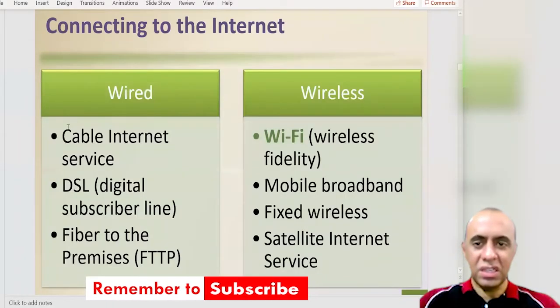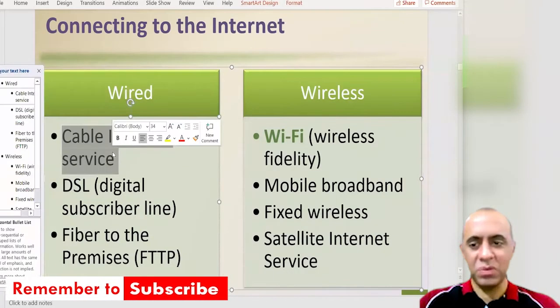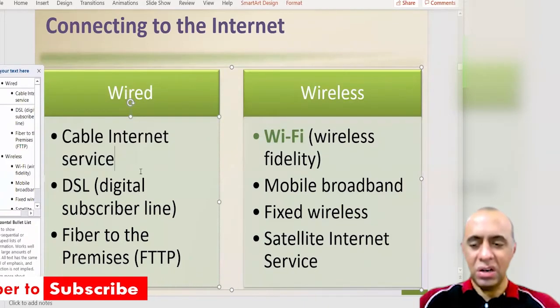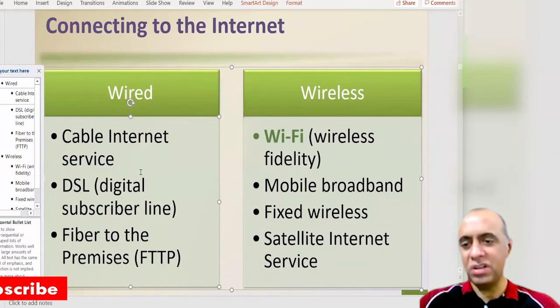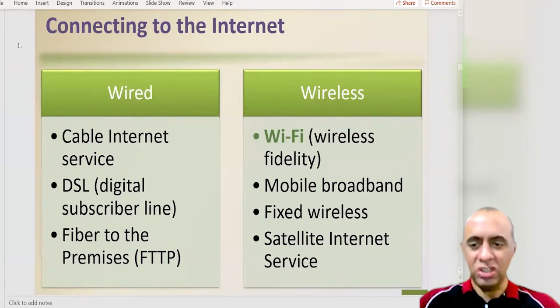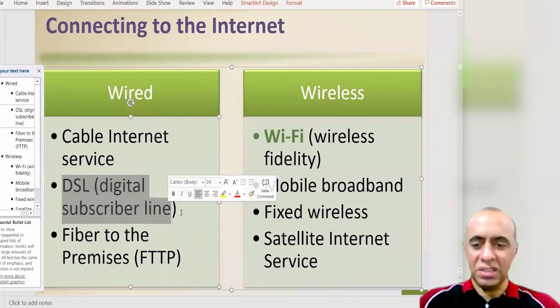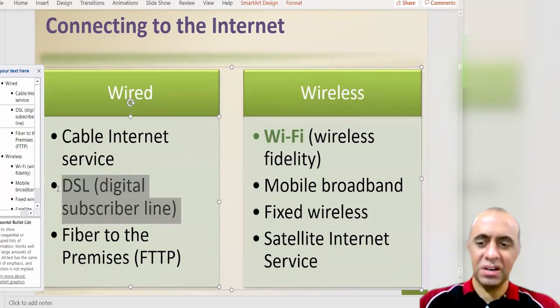So, wired connections. The examples are cable internet service. In some neighborhoods, you see there are copper cables laid down by third party private people, and they charge you money for the connection, and that is called cable internet service. Then you see digital subscriber lines like PTCL DSL service. It's very common because it runs on the phone lines.